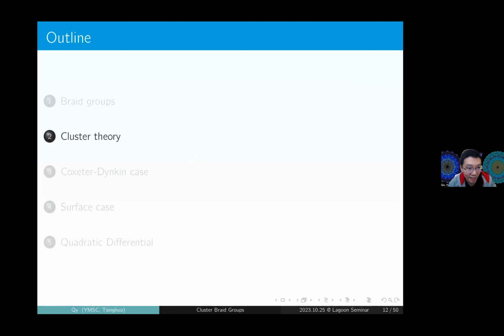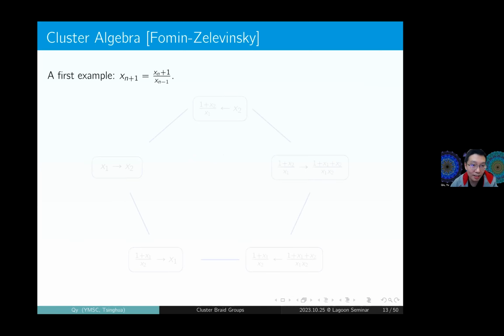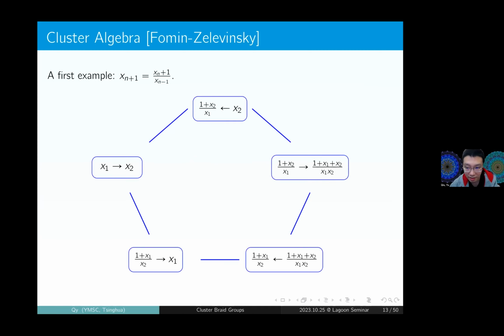So let's recall some cluster theory. Cluster algebra was introduced by Fomin and Zelevinsky, and I assume that most of the audience will have seen this example. So you start with an A2 quiver, you put a variable on each vertex, and you can start to mutate. In the A2 case, basically this is the mutation formula. So you change one of them using this formula. And there's a periodicity that appears, and this is the cluster exchange graph you get.